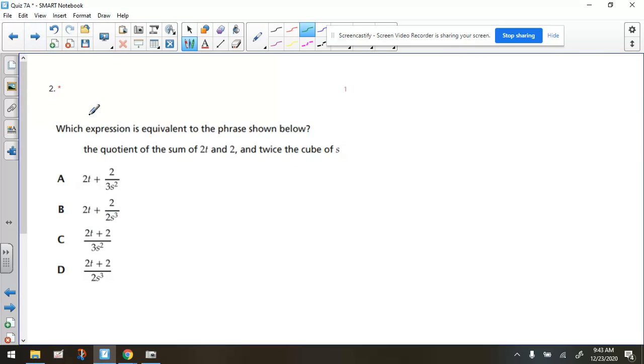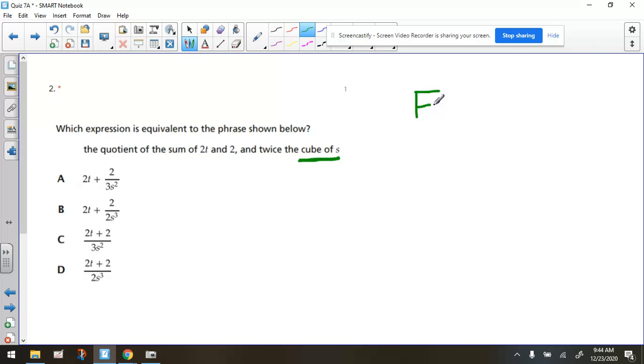It says, which expression is equivalent to the phrase below? The quotient of the sum of 2t and 2 and twice the cube of s. Now, one of the things I can tell you is very helpful is if you know what cube means. What exponent? What does that look like? Doesn't cube mean 3 dimensions? Therefore, we're looking at an exponent of 3.